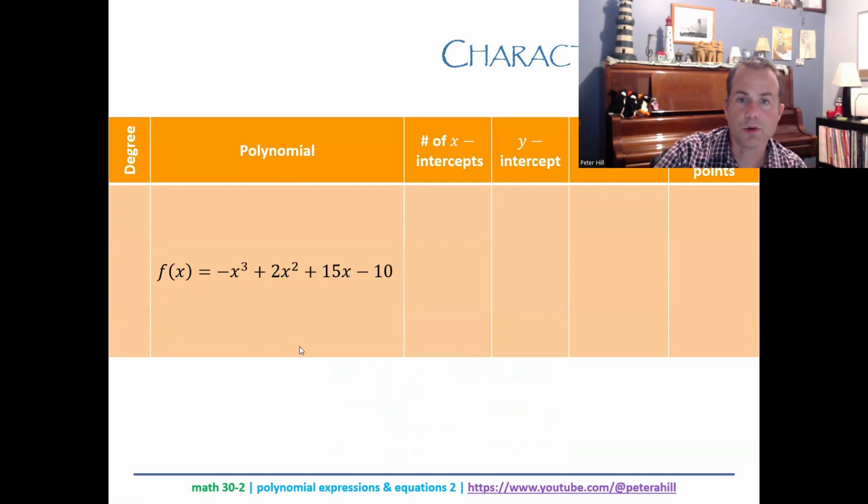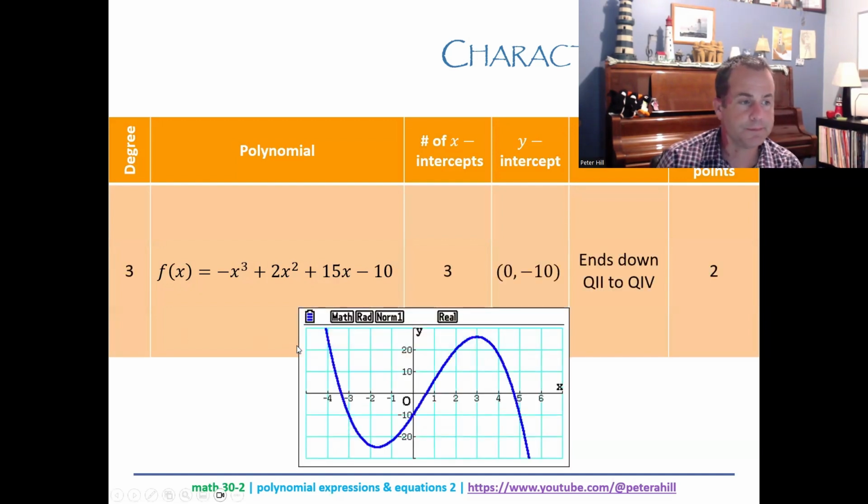All right, so this is the stuff you should have here. Degree 3. This time the number of x-intercepts is 3. I've got 1 here, 1 here, and 1 here. The y-intercept is at (0, -10). I end down. And I'm also going from quadrant 2 to quadrant 4. And again, the number of turning points will be 2.